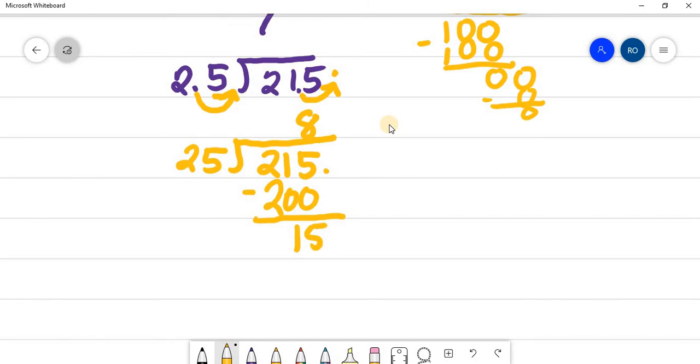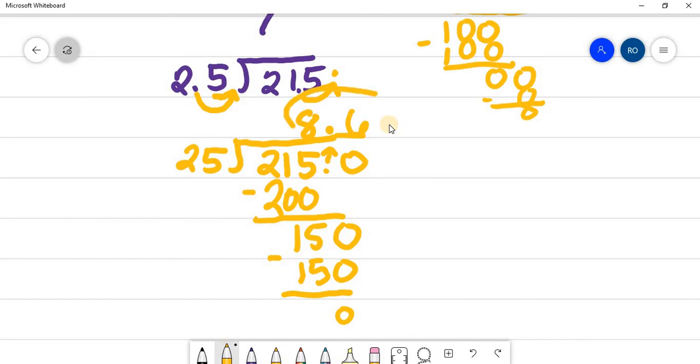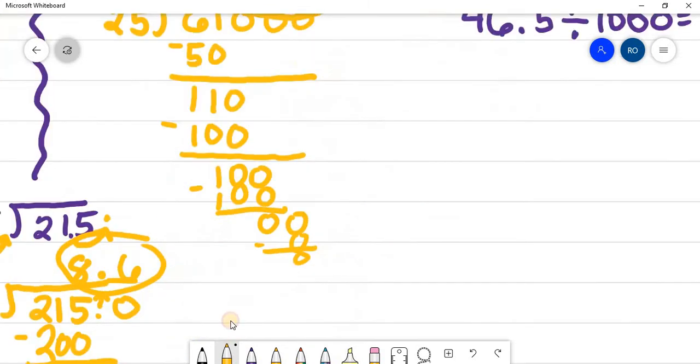Now let's add 0 here in 215 and bring it down. So we have 150 divided by 25 is 6. But don't forget to bring up the decimal point here. 6 times 25 is 150. 150 minus 150 is 0. So the quotient is 8.6. That's how we divide decimals.